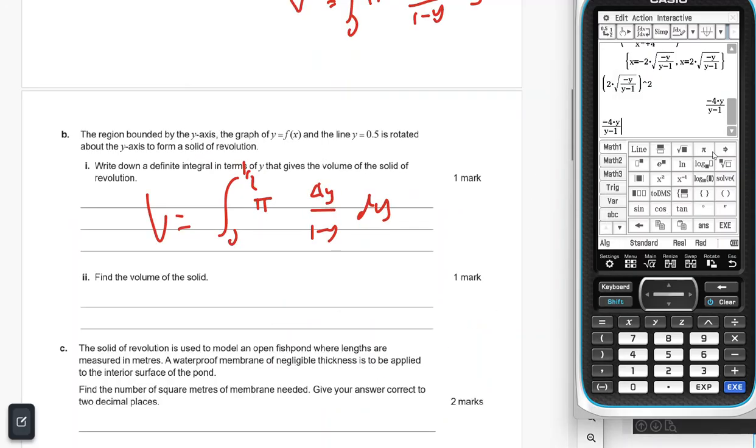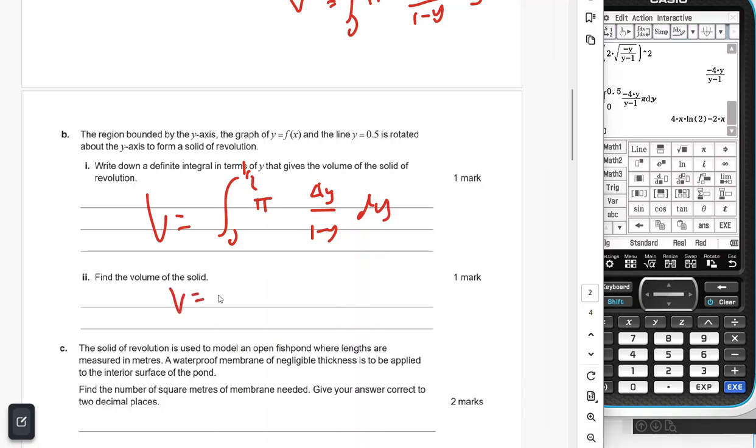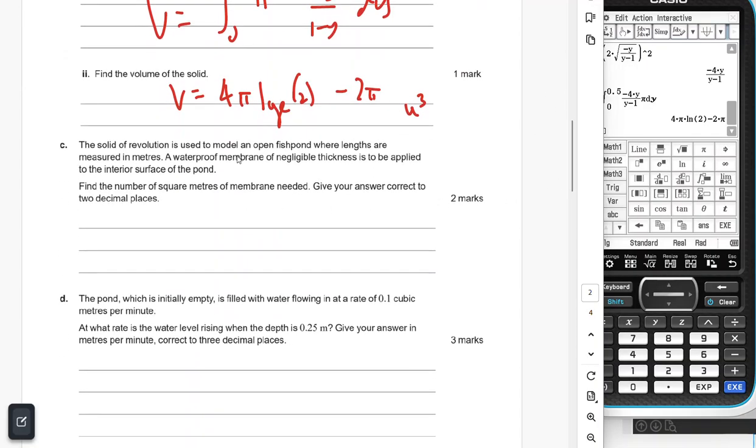I multiply it by pi and I integrate it from 0 to 1/2, and that's with respect to y. I get that answer there, which is volume equals 4 pi log base e of 2 minus 2 pi cubic units. Part C, the side of the fish pond to do.